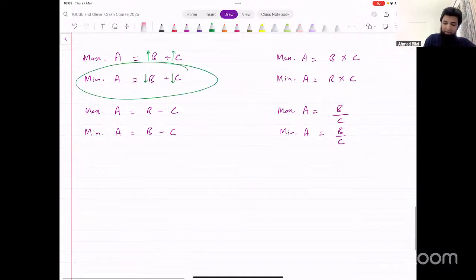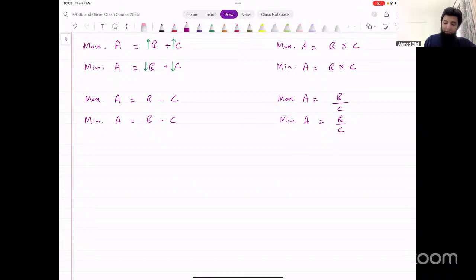In the second case, if you have A defined like this, A equal to B minus C, and we want to maximize A, how can we maximize A in this case? If you want to maximize A, it's B minus C. The positive number, we would want that to be as big as possible, if you want the maximum possible value of A. And then the negative number, the one that we are subtracting, that would need to be as small as possible. Then the overall result would be something big.